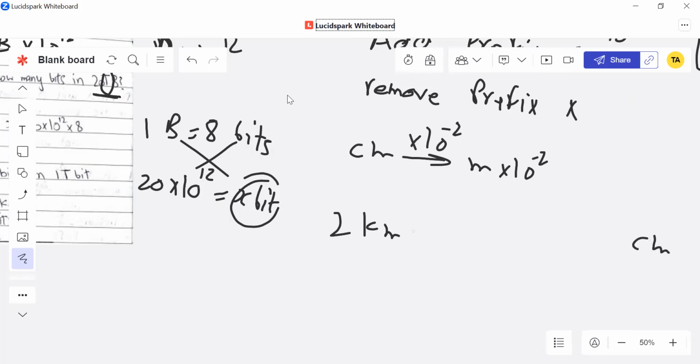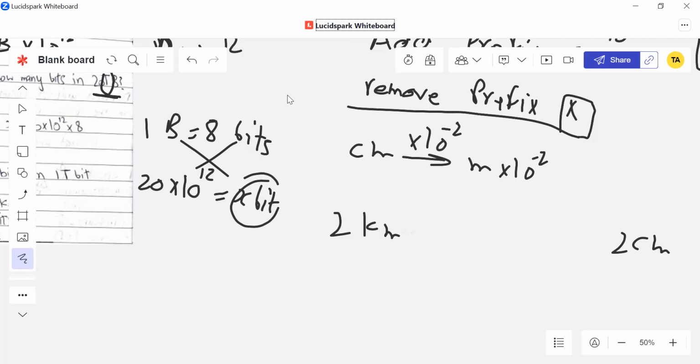I want to convert 2 kilometers into centimeters. How will I do that? First step, I can't simply go directly from kilometers to centimeters. I have to remove this prefix. How will I do that? Well, I want to remove the prefix, right? So remember, removing prefix, I multiply.